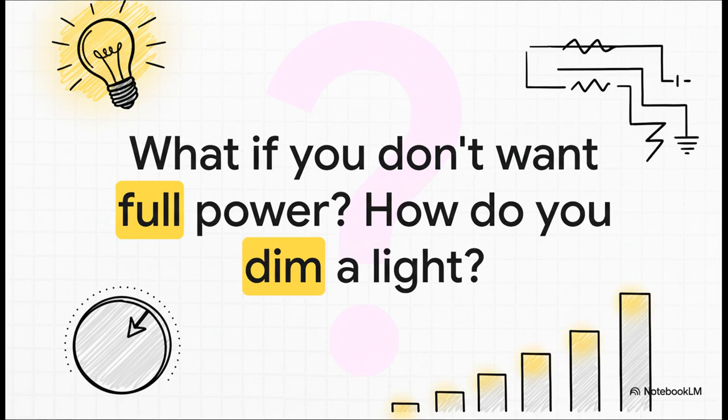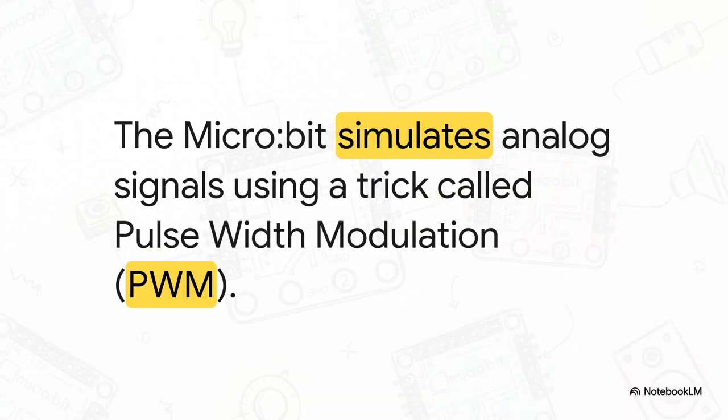But that leads to a pretty obvious problem, doesn't it? What if you don't want a light that's just blindingly bright? What if you want it to be at, say, half brightness? A simple on or off digital write just can't do that. So how do we get that dimmer knob effect? And this right here is where the micro:bit gets really, really clever.